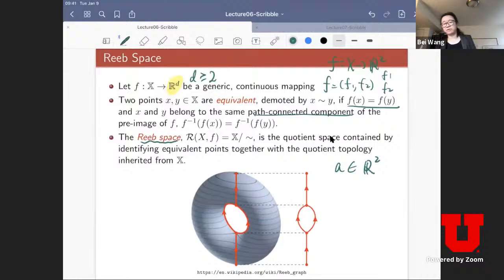Again, I'm going to define the quotient operations. So again, all the points that were decided to be equivalent to each other, you have to kind of shrink to a point. But what you get is something called a Reeb space. So think about the Reeb space as a high dimensional version of the Reeb graph.